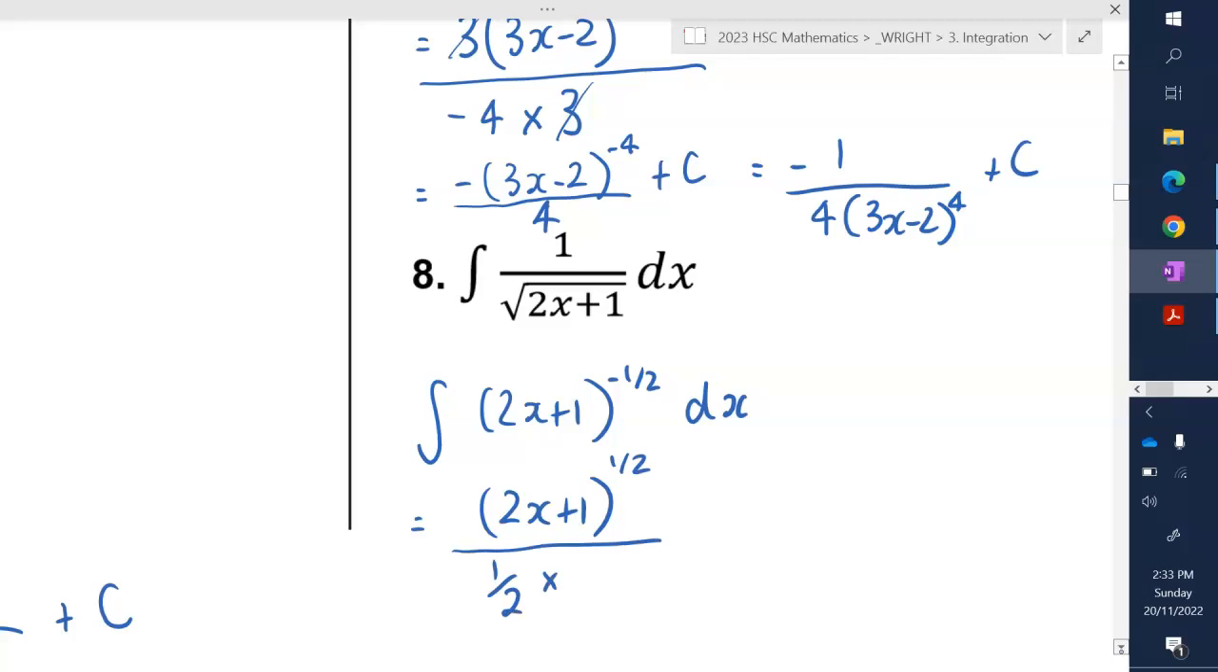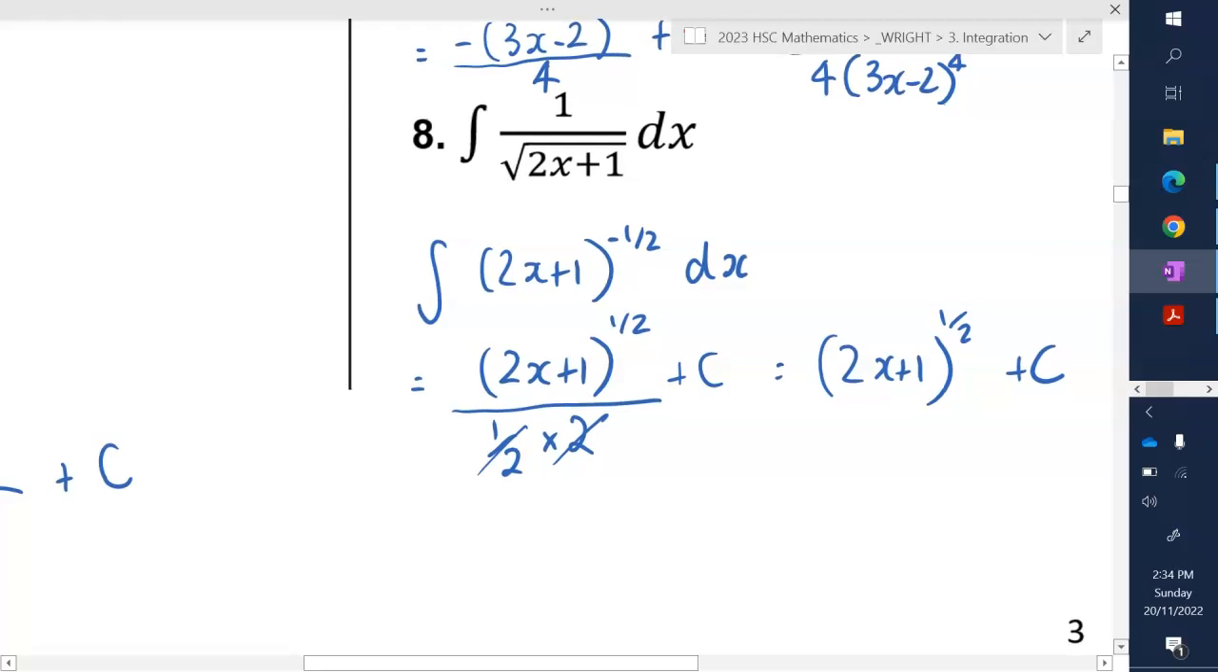But we are also going to times by the part in brackets differentiated, and that is 2. These guys will cancel out to 1. Plus c. And we're going to have left 2x plus 1 to the half plus c. And you might be asked to write that without a fractional indice. So you're going to have the square root of 2x plus 1 plus c. And that is our answer.